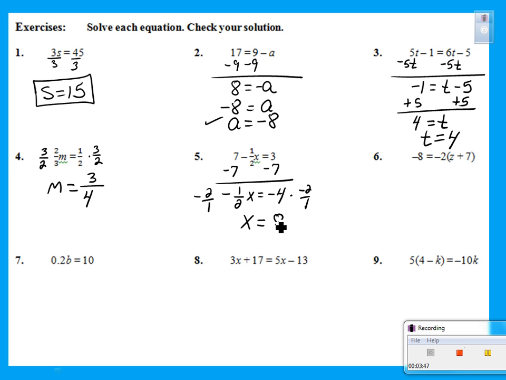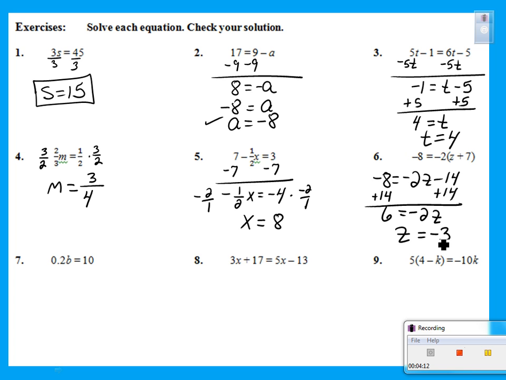On number 6, if there are parentheses involved, all we'll do is use the distributive property. So I've got negative 8 equals negative 2z minus 14. I'm going to add 14 to both sides. I've got 6 equals negative 2z. Divide both sides by negative 2 and get your answer of negative 3. Okay. Like I said, guys, all should be review.